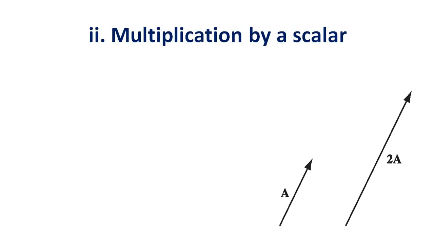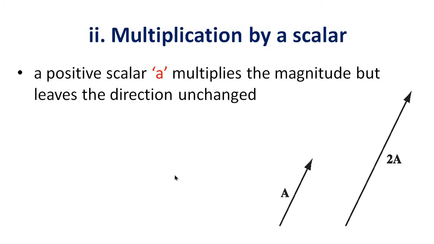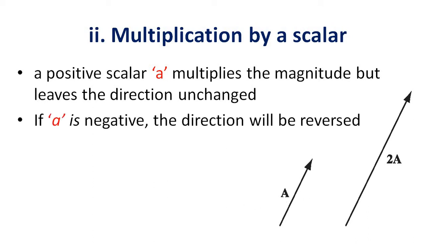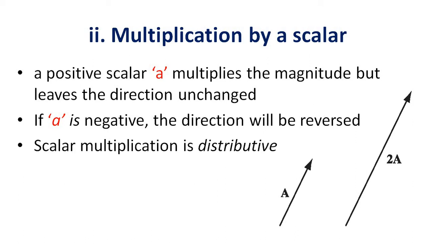Multiplication by a scalar. This is the vector A that is multiplied by a scalar 2. So this is the vector 2A. A positive scalar multiplies the magnitude but leaves the direction unchanged. Both the vector A and 2A have the same direction, but 2A has double the magnitude of A. If the scalar is negative, the direction will be reversed. Scalar multiplication is distributive. That is, a into A plus B equal to a into A plus a into B. This is the distributive property.